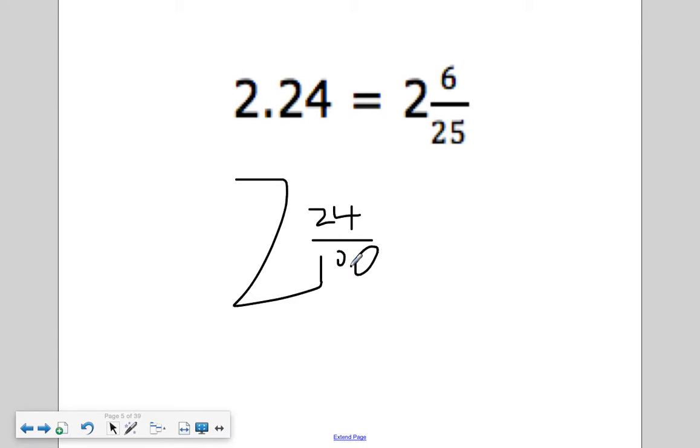Oh, let's do it backward. Could I do out of 100? How do you build 25 to 100? I multiply both numbers by 4. So I get 2 and 24 hundredths, which is equivalent to 2 and 24/100, or 2 and 12/50, or 2 and 6/25.